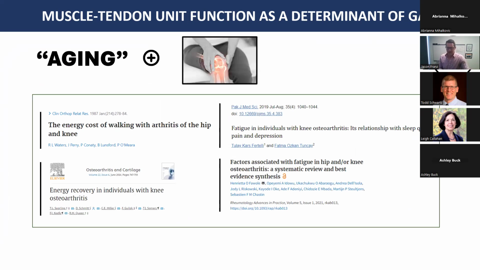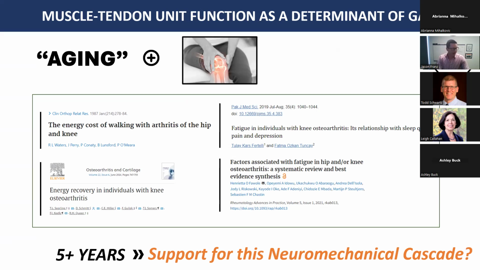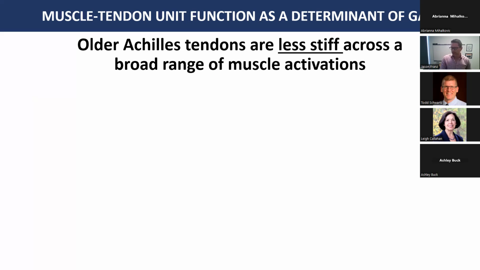This is not to say that this neuromechanical pathway that I'm about to describe is something that's also exacerbated in people with osteoarthritis, but I would say I'm really interested in looking into this more. Over the last 5 years or so, what we've done is to see, theoretically this makes sense, but can we find actual support for this neuromechanical cascade between a reduction in tendon stiffness and all the way up to higher metabolic costs and earlier fatigue?